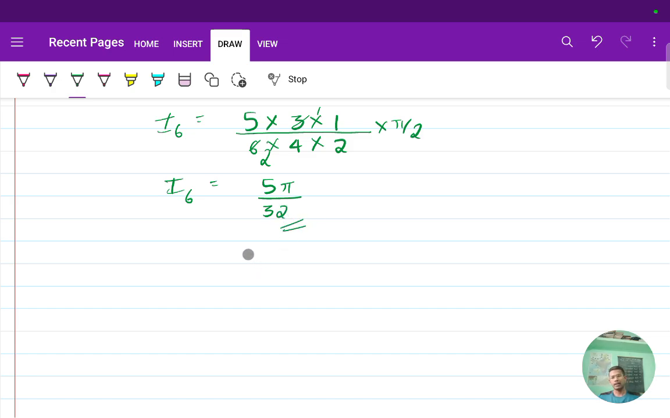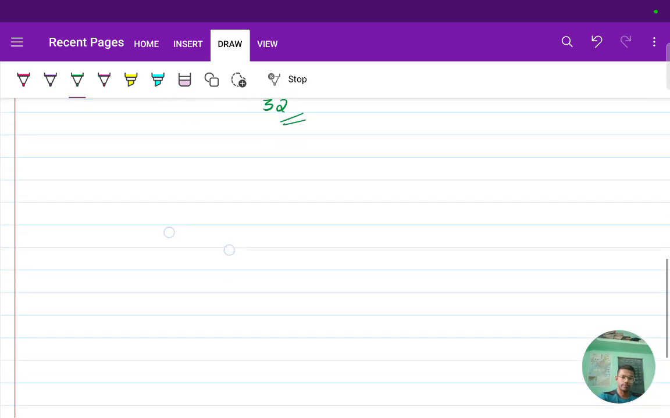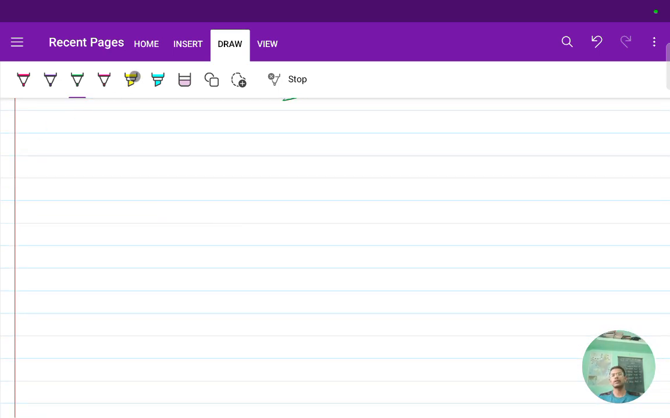Let us solve another problem for better understanding. The second problem is: evaluate the integration over 0 to pi by 2 of sine power 9x dx. Let's solve this.